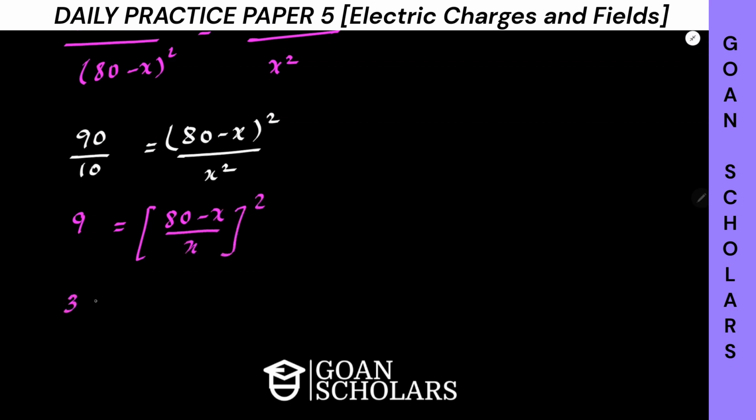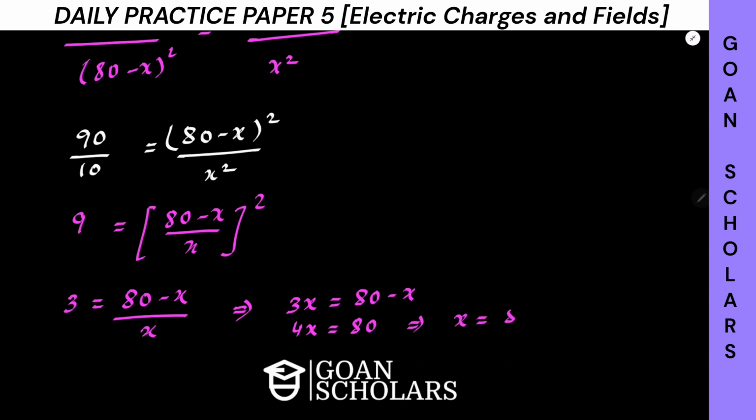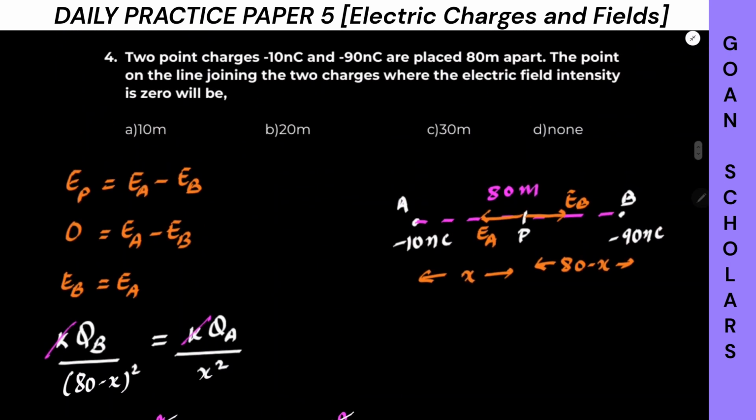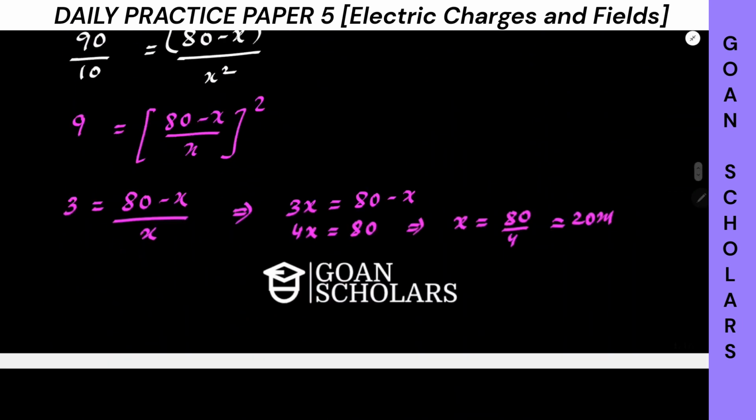Taking the root, it will give us 3 equals 80 minus x upon x. And cross multiply, this will give you 3x equals 80 minus x. So 4x equals 80, which implies x equals 80 upon 4, which is how much? 20 meters. So let's see if there is any option with 20 meters. Yes, option B. Correct answer is option B for question number 4.